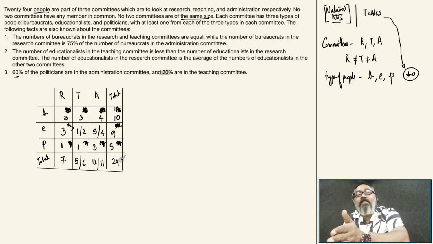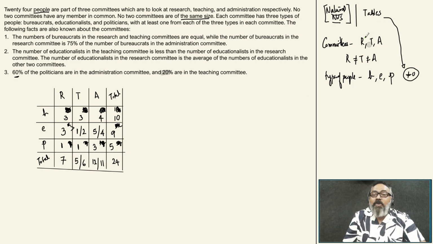You could probably write this as a separate table also. So R is not equal to T is not equal to A. 7, 5, 12, all those are different, and even 7, 6, 11 also are different.